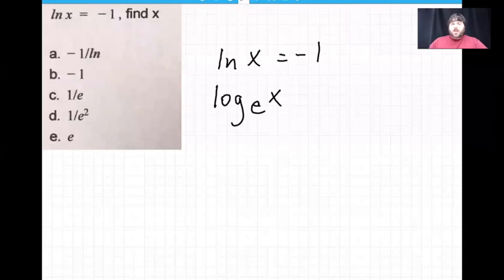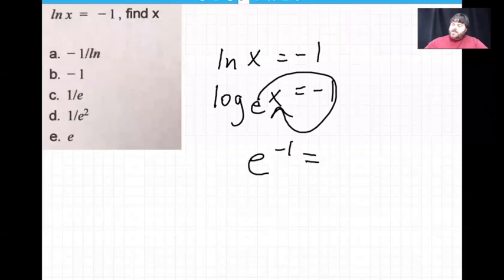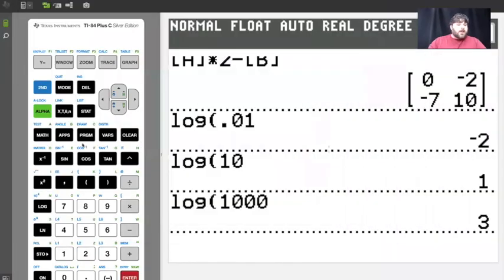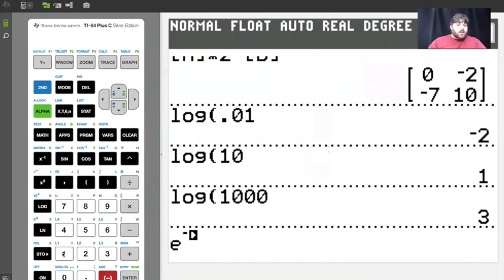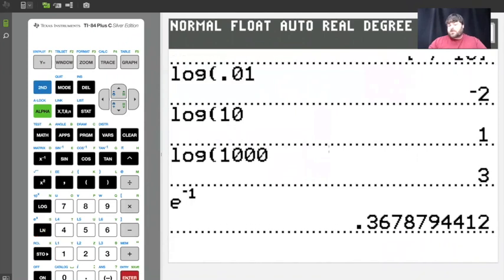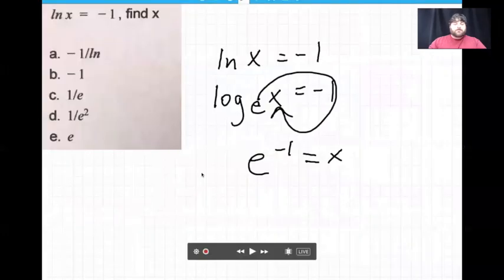Okay, remember log is log base 10. Natural log is log base e. So if you needed to rewrite it where you saw the base, you could easily do that. Now we spiral out. e to the power of -1 is equal to x. All right, x is just e to the -1. Now I could plug that in my calculator, e, which is the second natural log here, I could do e to the -1, and it would give me this crazy decimal. But none of our answers look like that.